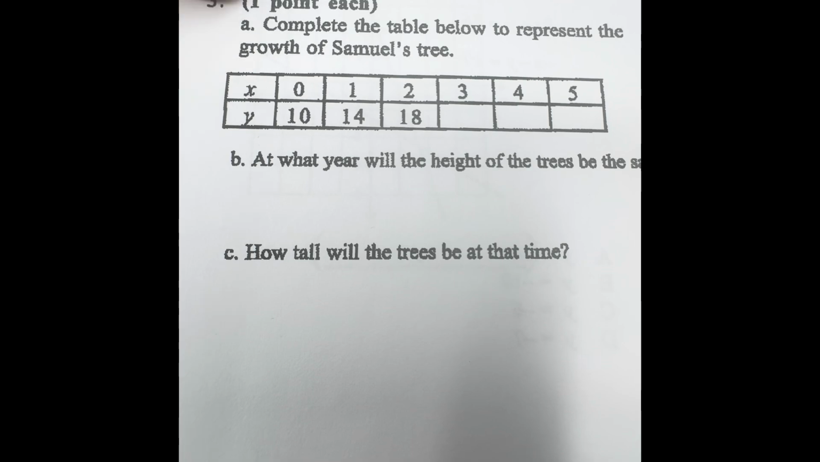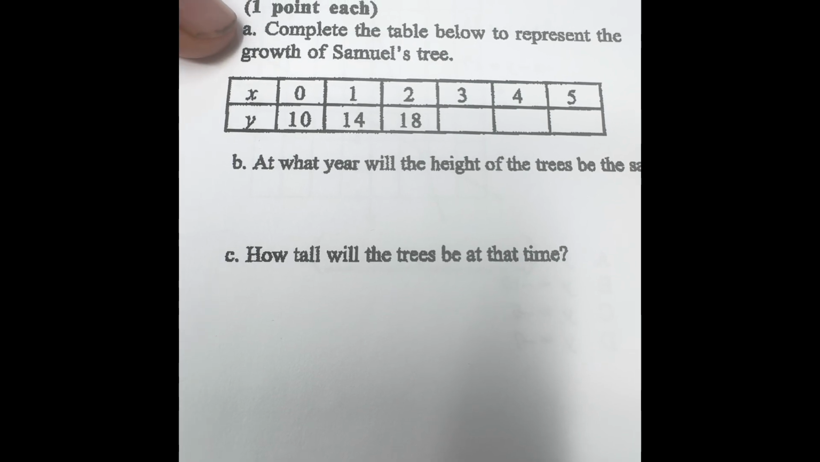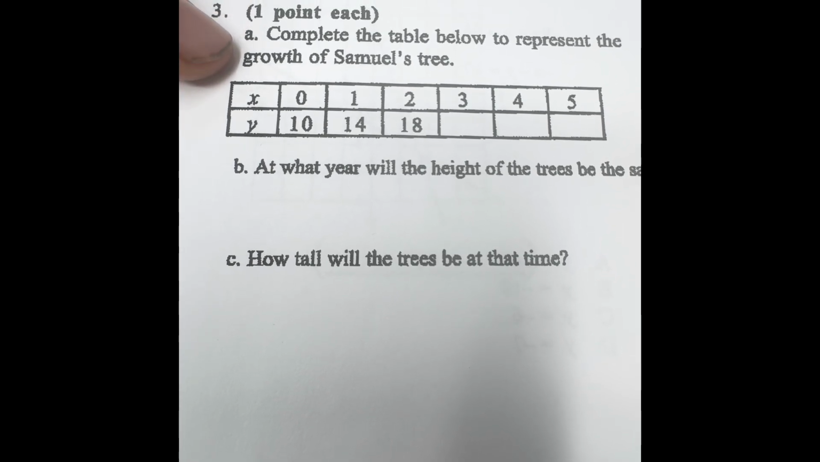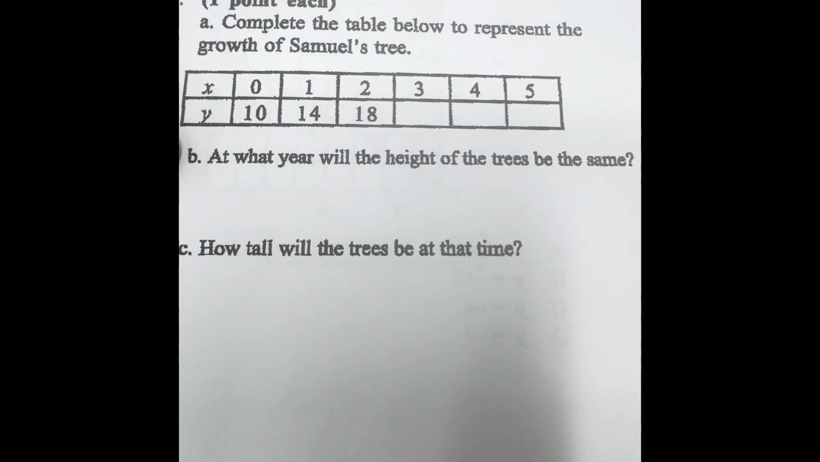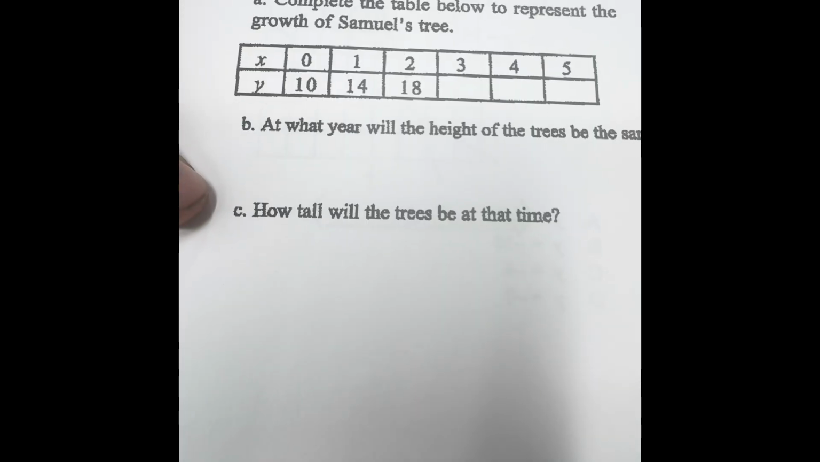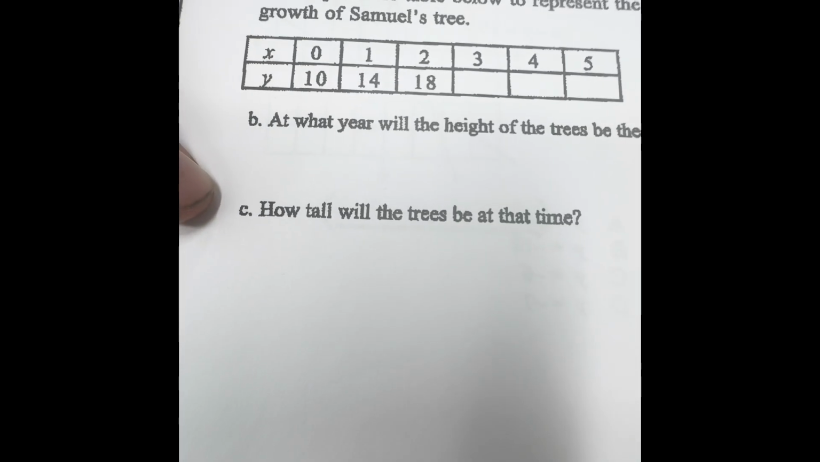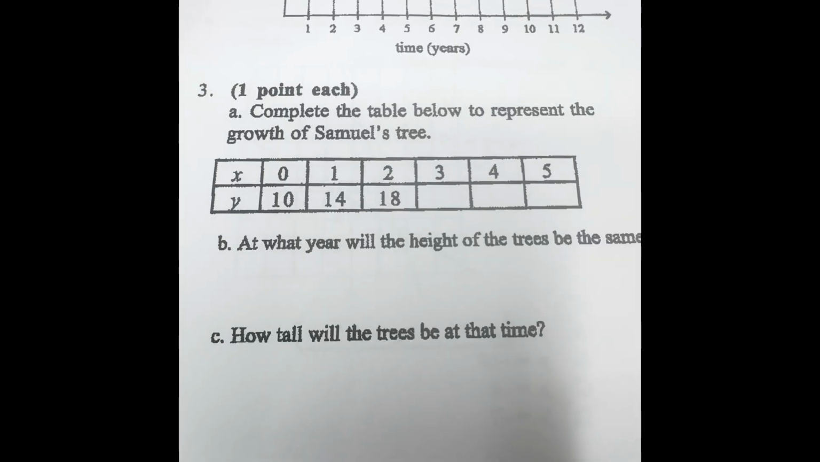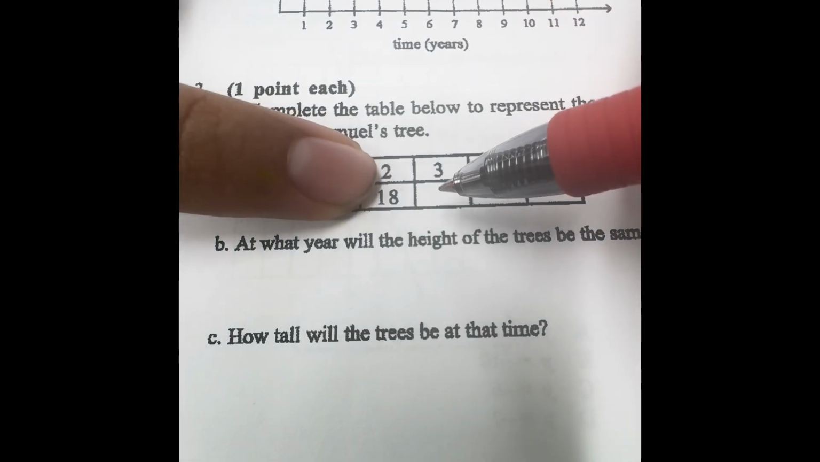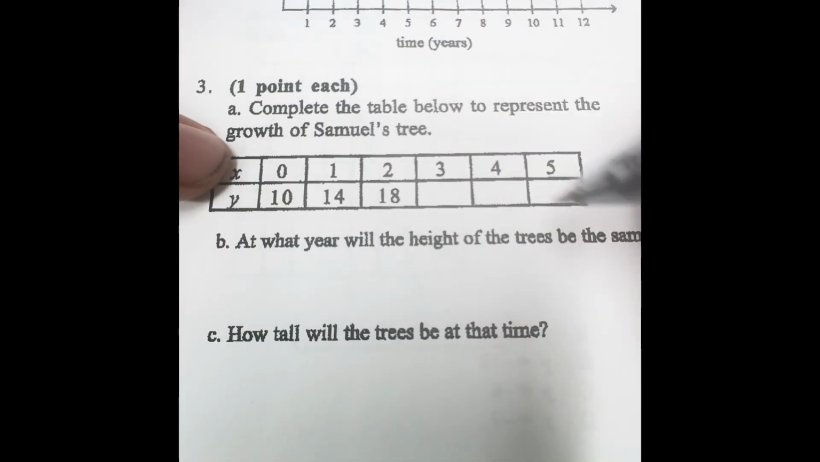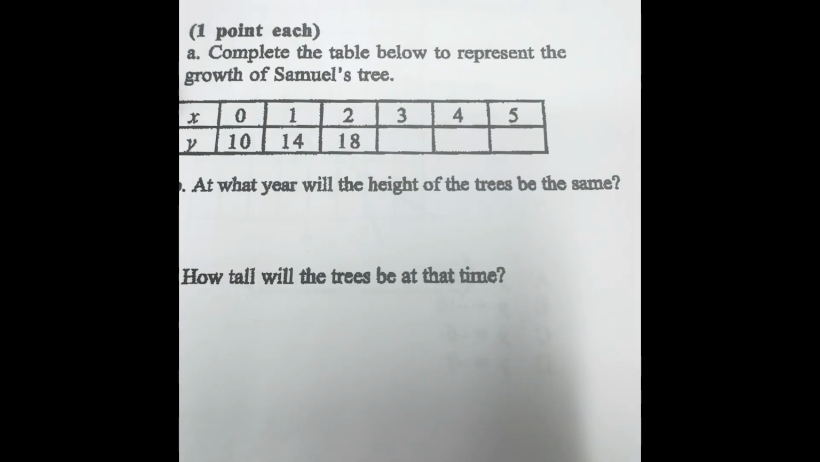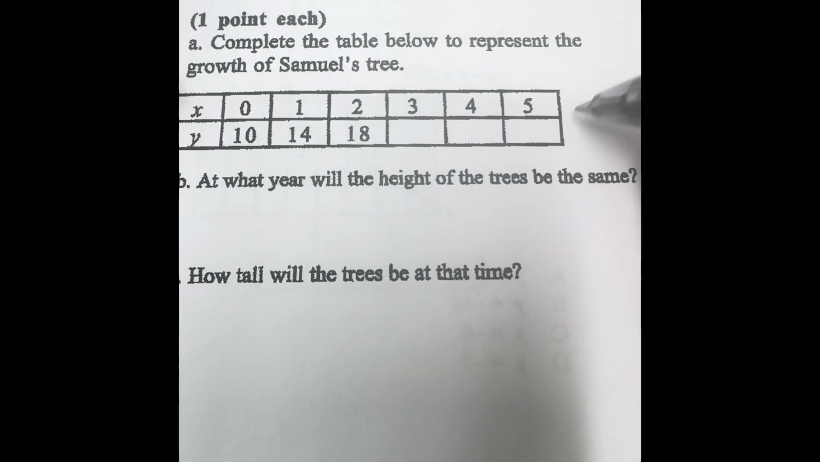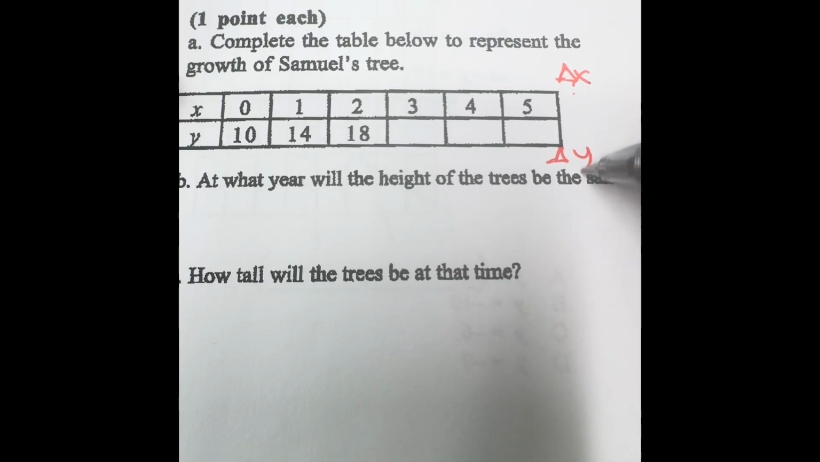It says, for number 3, 1 point each. Complete the table below to represent the growth of Samuel's tree. At what year will the height of the trees be the same? How tall will the trees be at this time? So for Samuel's tree, we don't have a graph, we have a table. So we're going to go ahead and fill out what we have here. So we're going to look for the rate of change, or the change in x and change in y.